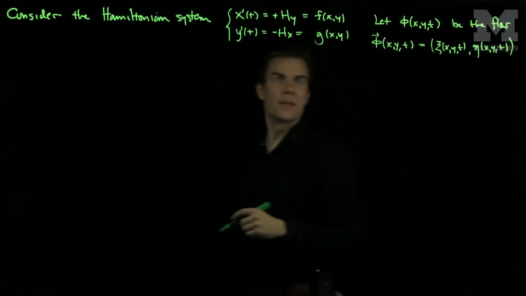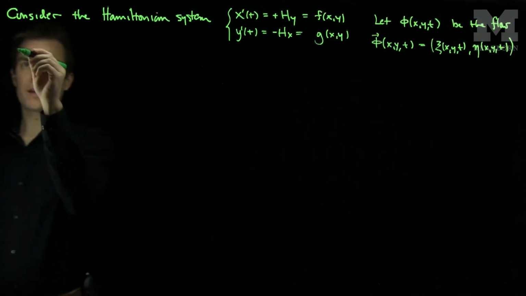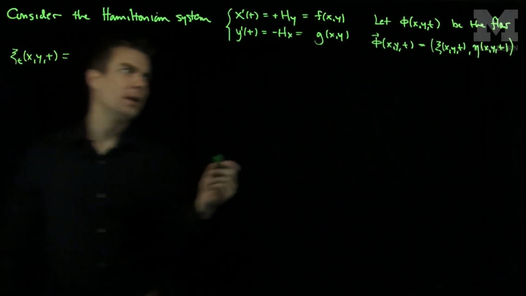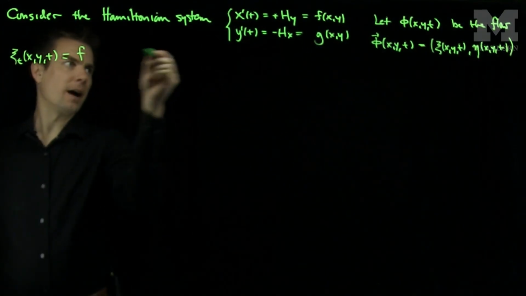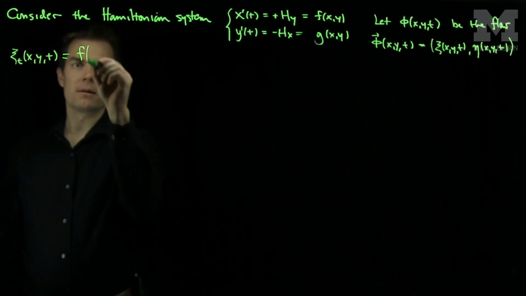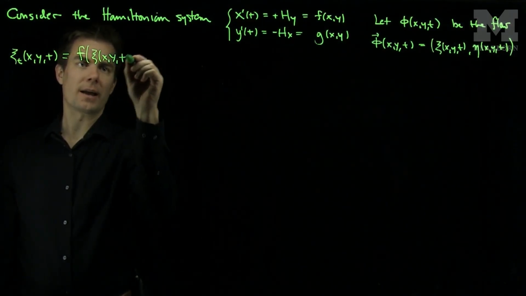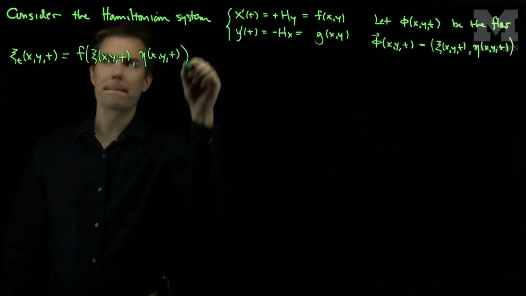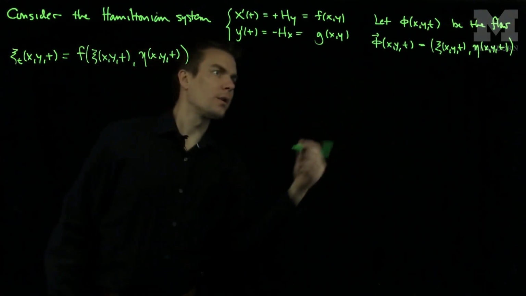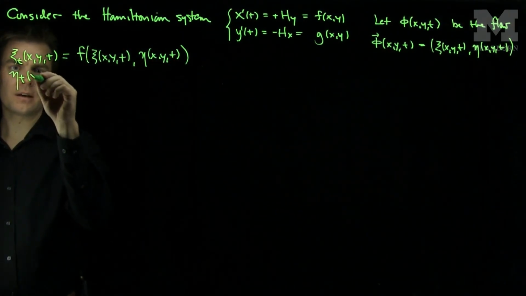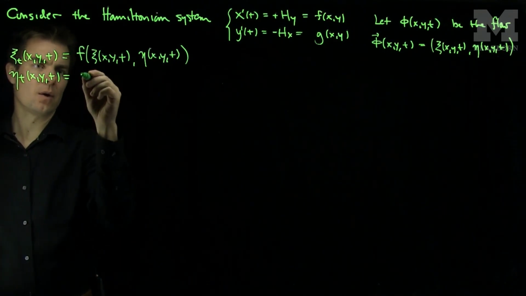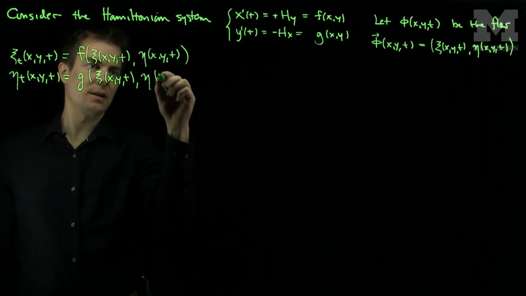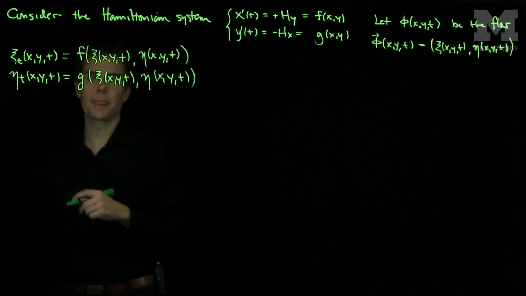Now we know that since this is the flow, xi_t of x, y, t is going to be f of x, y, which will be f of xi(x, y, t), eta(x, y, t). And the second coordinate, eta_t of x, y, t, will be g of xi(x, y, t), eta(x, y, t).